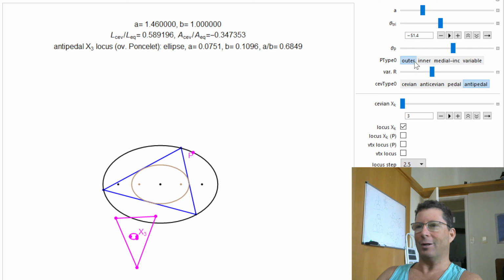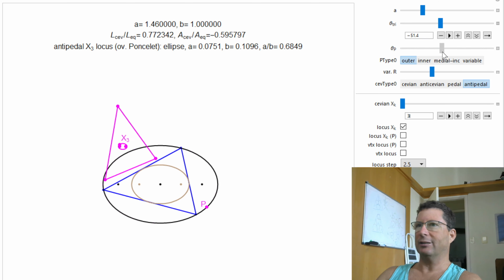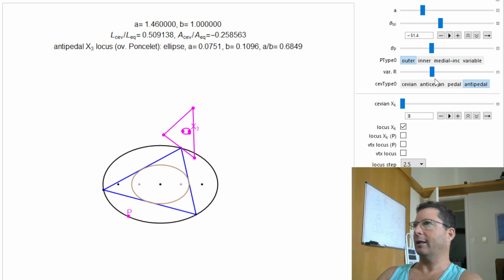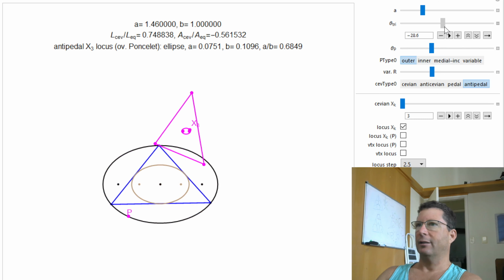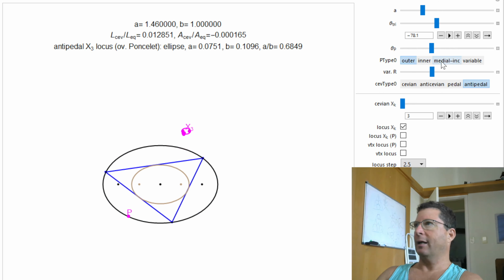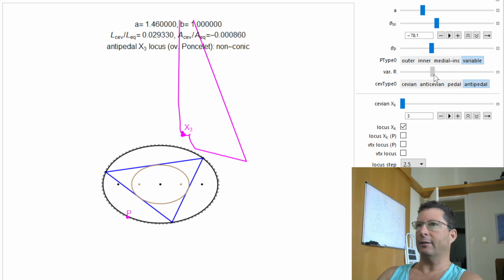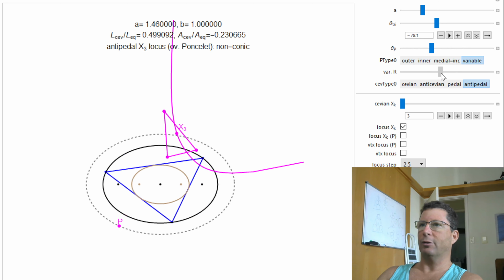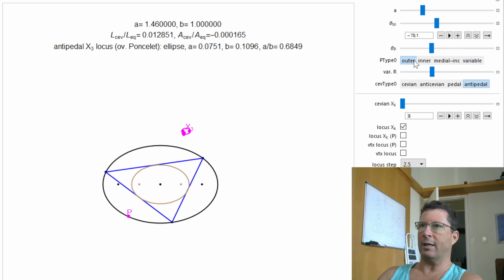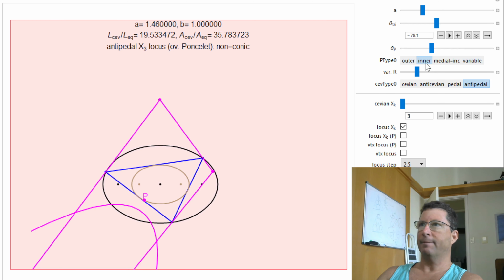So when P is on the outer Steiner ellipse, the locus of X3 is an ellipse. Okay, but I do believe this is going to be the only case when this is happening. So X3 is moving along that very small ellipse, but it's numerically an ellipse. And if I deviate from the Steiner, I'm no longer an ellipse. So I only have one miracle here. If I'm on the Steiner, I'm an ellipse. If I'm on the inner, I am a non-conic with the affine applied. Okay? All right, so that's X3.